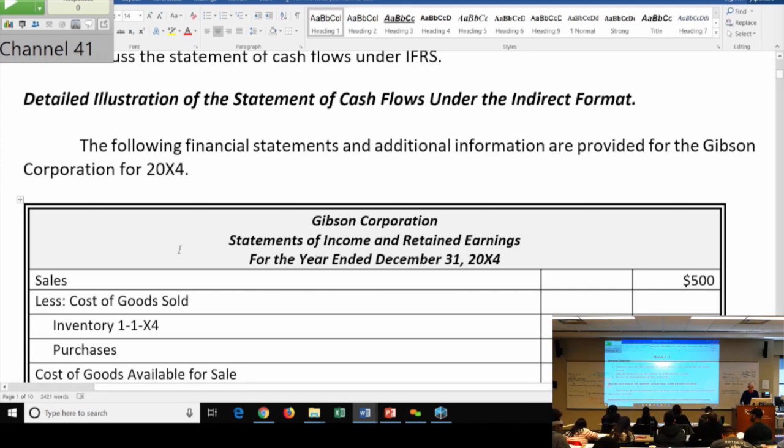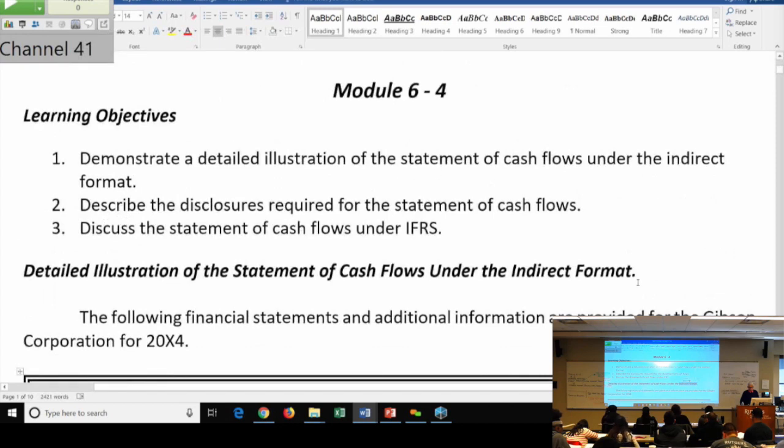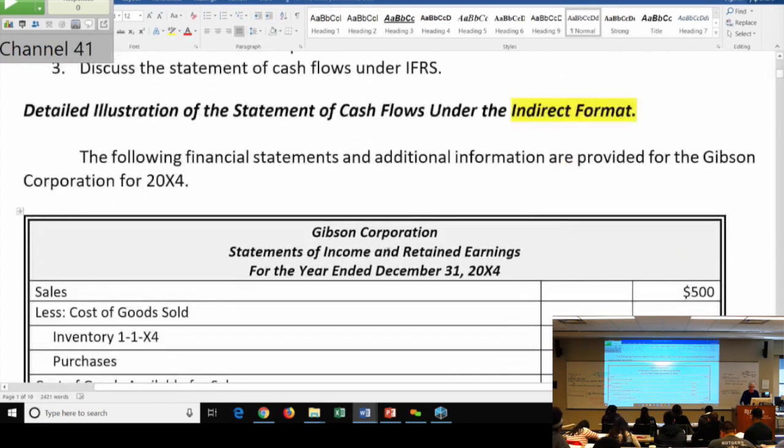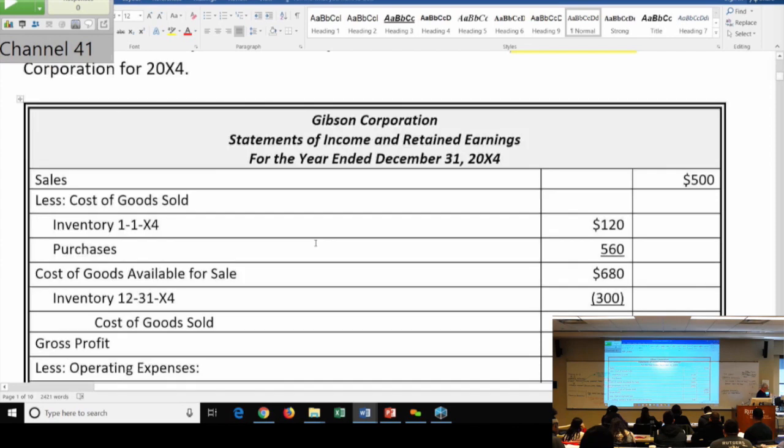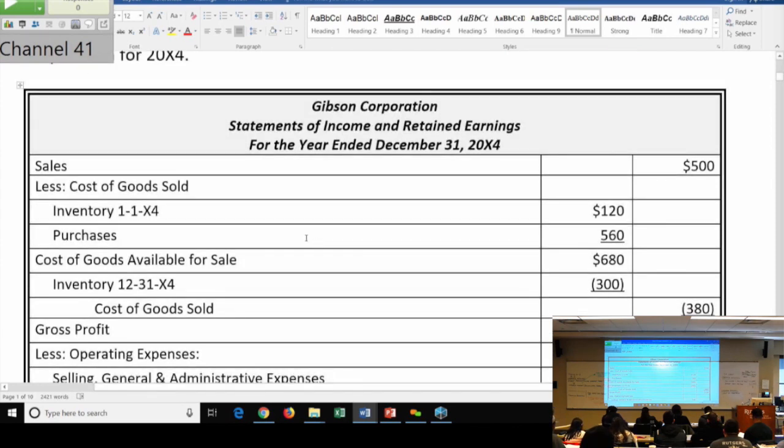So what are we doing indirect in this module? Some direct calculations are needed. We'll get to that in the disclosures. So we have sales of 500, cost of goods sold of 120, purchases 560, goods available for sale 680 minus the ending inventory gives me COGS of 380. I then have a gross profit of 120.